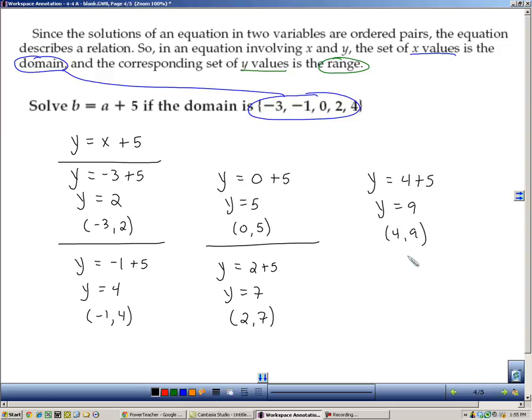That's how you solve a two-variable equation when you're given either the domain or the range. So to write the solution, we're going to list all of our ordered pairs using squiggly brackets to show it's a relation or a set.